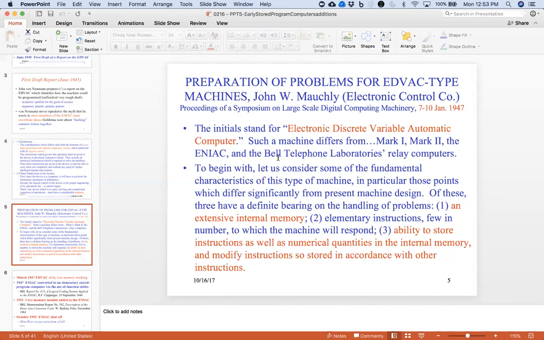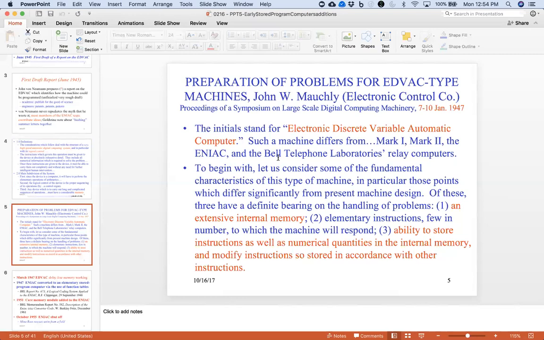Basically, then, in 1947, he's talking about this notion of how to make machines that have more scalable memory. And this is with also John Mauchly as an author. Now he's with a company by this time. That's the thing you want to notice here.